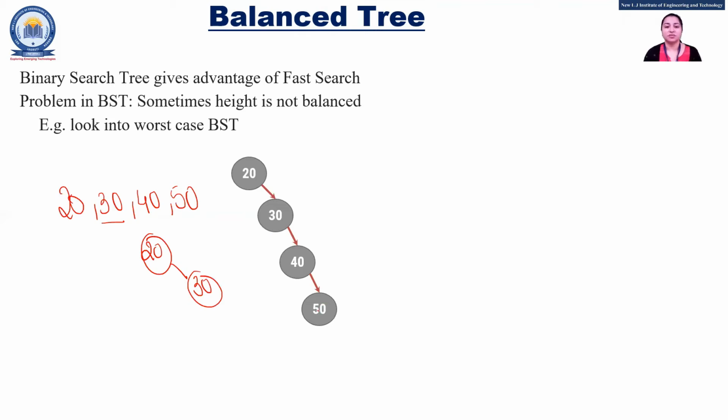So what is the problem in this? This is a right heavy tree. This is called a right heavy tree. Means this tree has only right subtrees in it. So what it will do? It will slow the searching process. So it is necessary to divide the search space into equal halves, and that is only possible if the tree is balanced.